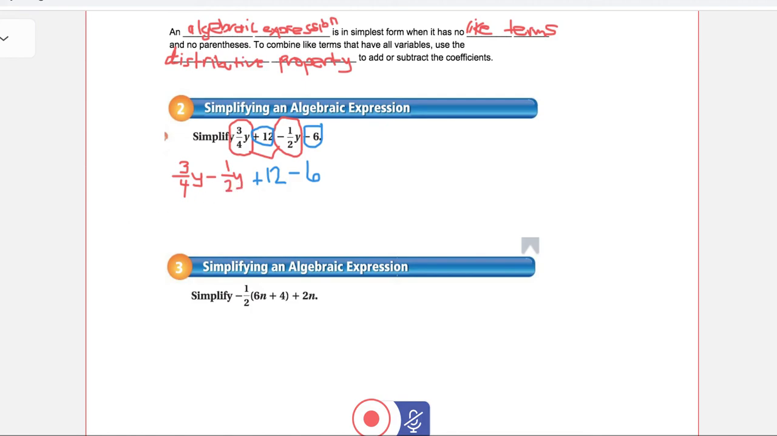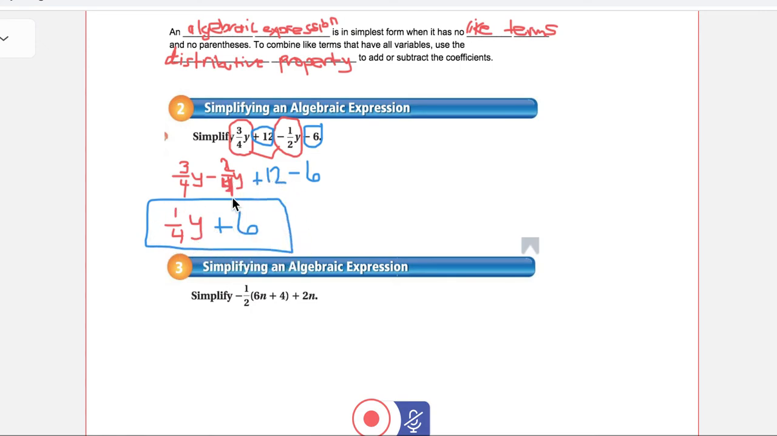So here, I'm going to have to make common denominators. So 3/4 y, well, 1/2 I know I can change into 2/4. 1/2 is the same as 2/4. So 3/4 minus 2/4, 3 minus 2 is 1. I keep my fourth, so I'm left with 1/4 y. And then here, a positive 12, take away 6 is a positive 6, so I have plus 6. So here's how I can simplify that expression. My answer would be 1/4 y plus 6.